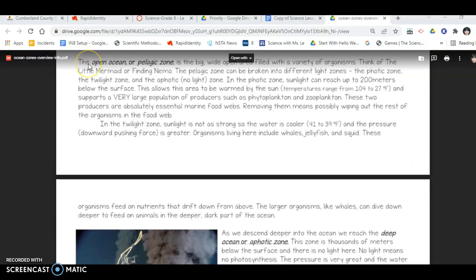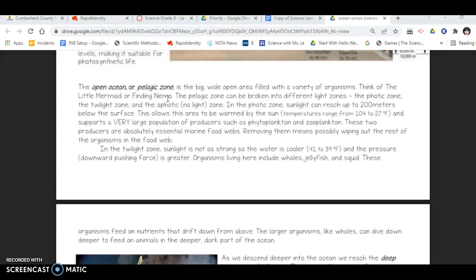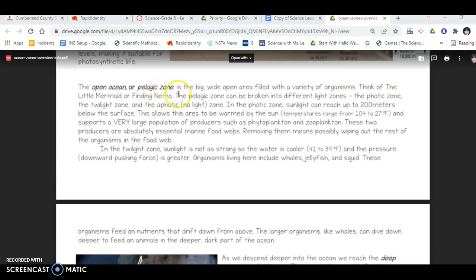Now, the second zone that you need to learn is the open ocean or the pelagic zone. Make sure that you put these two together so that you know they're interchangeable, because I promise you on the EOG, they will try to trick you with using either or, okay? So the open ocean or the pelagic zone is the big, wide open area filled with a variety of organisms. Think of the Little Mermaid or Finding Nemo.